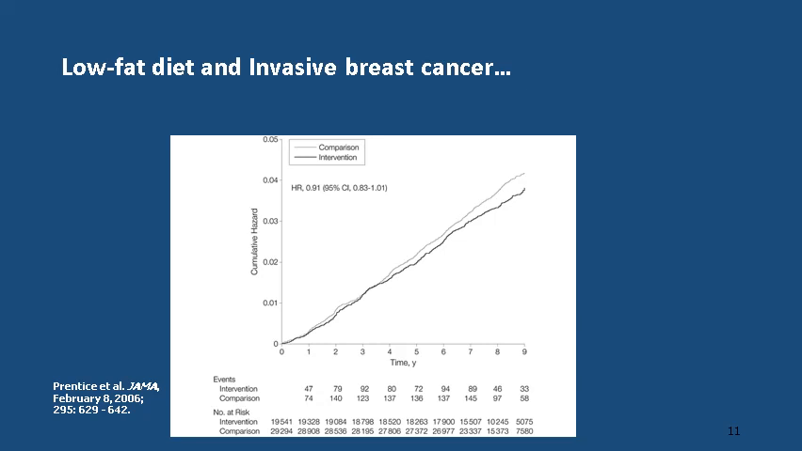Now the hazard ratio is the hazard among the intervention group divided by the hazard among the control group. That's a hazard ratio. It was 0.91, which means hazard was lower in the intervention group. In the low fat diet group, hazard was lower. And the 95% confidence interval of the hazard ratio was from 0.83 to 1.01. Because it was crossing the null value of 1, it is not statistically significant.